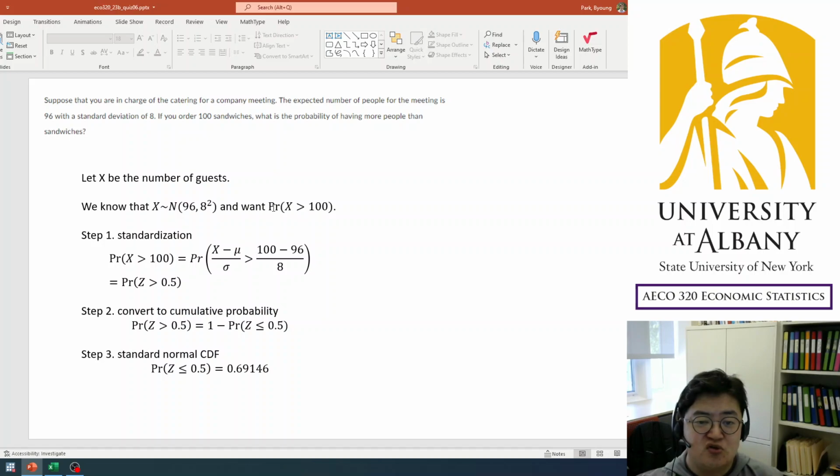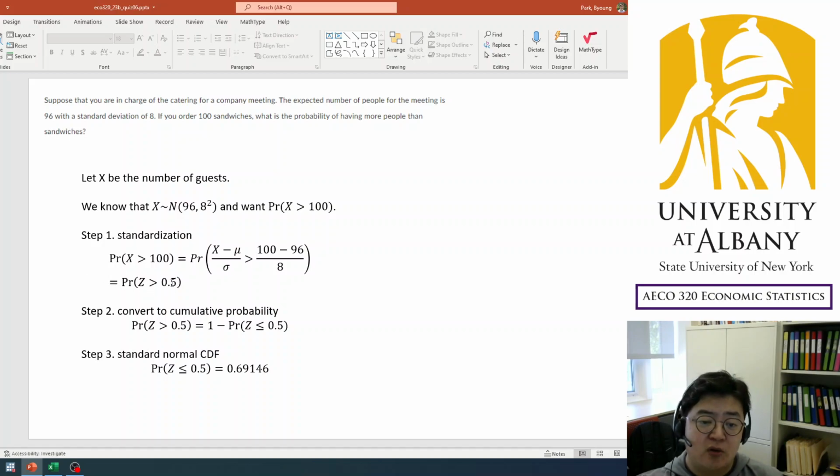Anyhow, to do this, we are going to follow 3 steps. First, you are going to standardize the probability, transform X into Z by taking this form. And you are going to transform the other side in the same way. Mu is 96, so subtract 96, and sigma is 8, so divide by 8, and you can calculate this number, which is 0.5.